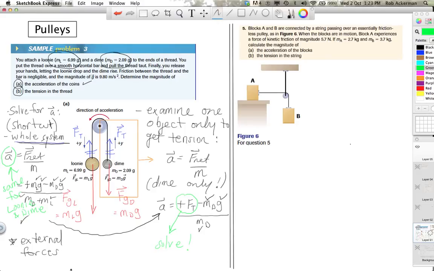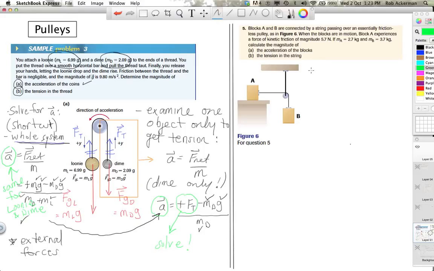The reason they're the same is that if they weren't the same, eventually the string would break. And I think we're assuming in this question that the string doesn't break. If you accelerate these two guys at a different rate, they're going to pull the string apart because they won't be moving together. Anytime objects are connected like this and there's no breakage, they accelerate together. Therefore, we can use this acceleration value in here when we look at just the dime. Okay? Let's go to something a little more challenging.